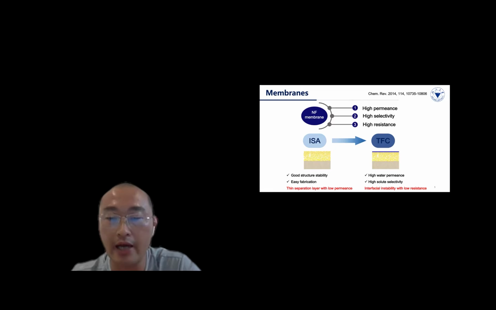But this kind of membrane has a very big shortage. This is the interfacial instability. Usually, this kind of membrane is used in serious environments, including acid or alkaline or organic solvent. And in these cases, this kind of membrane cannot get very good performance.